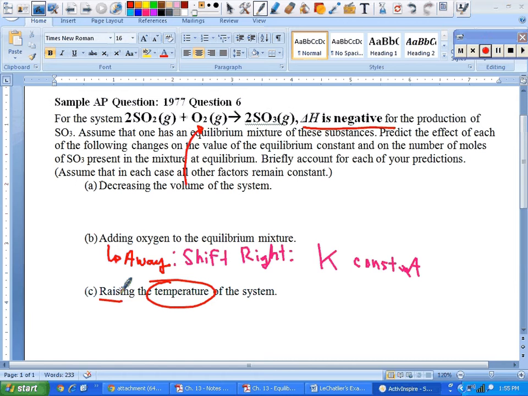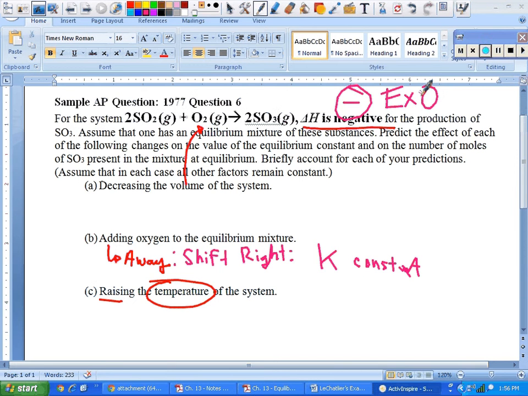What do they tell you the sign of delta H is, Avery? Avery, what's the sign of delta H? Okay, it's negative. Now, Avery, since it's negative, what does that tell me about its thermicity? It's exothermic. Okay, it is on the product side. Very good. So since I know that, I can add heat to the side.